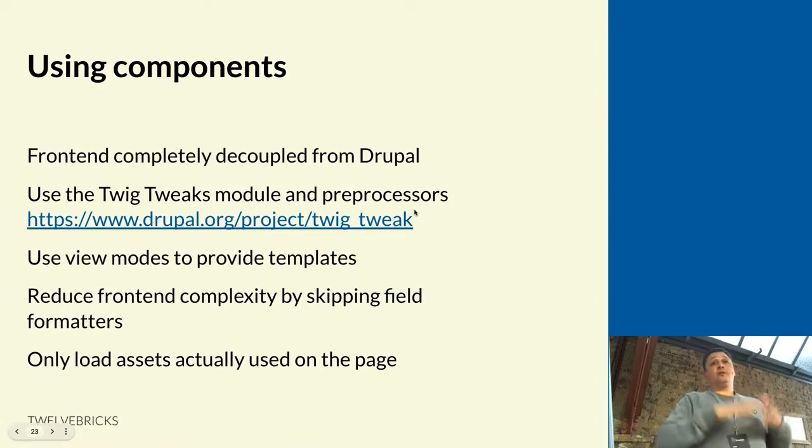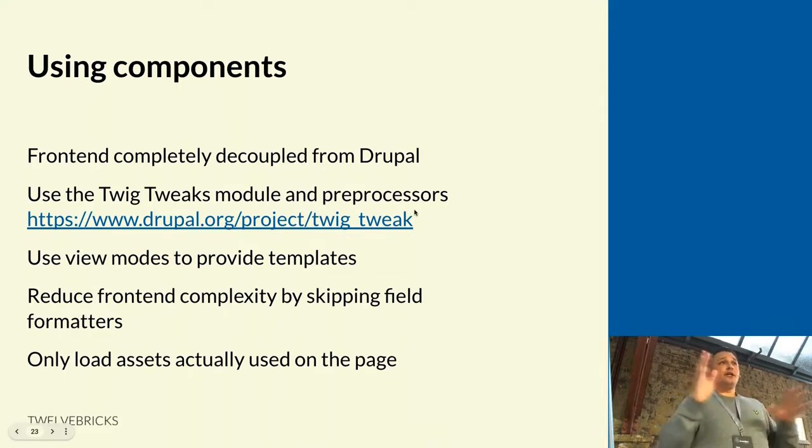You can use view modes to provide even more templates. So if you, for example, have a node, you can have a teaser view mode, but you can also have a search view mode. There are different ways to render a node, but you want to have it done by Storybook. You can just create different view modes, which will then automatically give you different Drupal templates per view mode. And in your Drupal templates, you can call whatever Storybook component you like for that specific view mode.